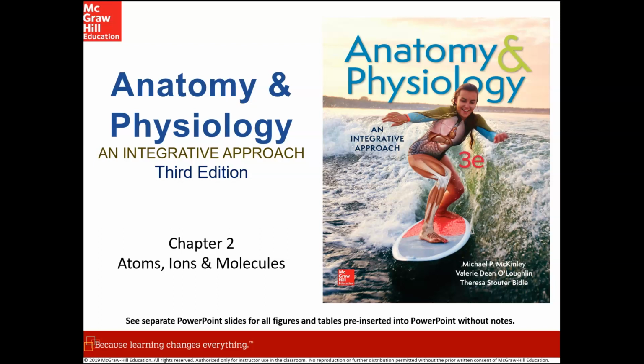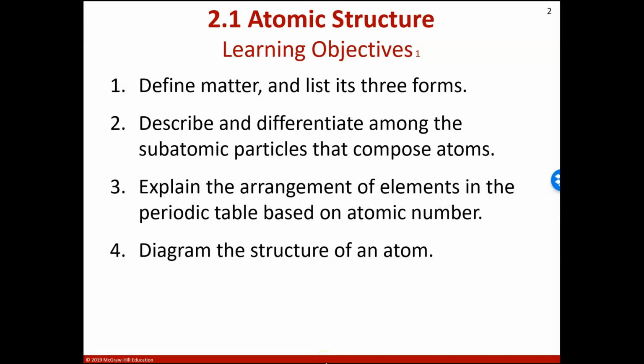Hello and welcome to your Chapter 2 video lecture where we're going to cover atoms, ions, and molecules. We'll divide this lecture into videos based on the section that we are discussing. So we'll start off with section 2.1 on atomic structure.